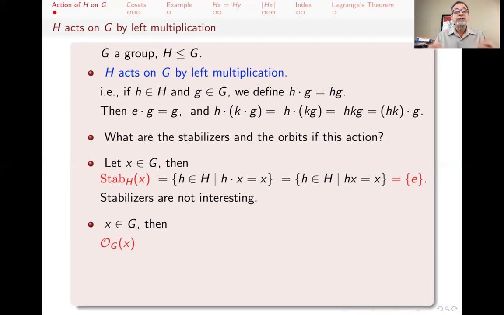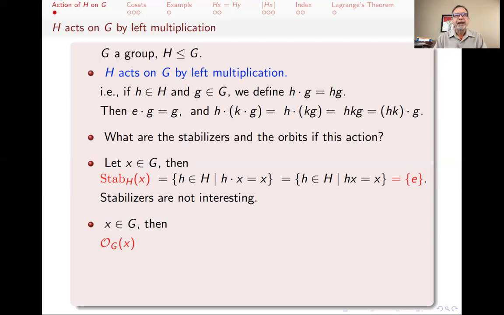What's good about orbits? They partition the set. Two things you should know if you know nothing else about actions: when a group acts on a set, you get stabilizers and you get orbits. Stabilizers are in the group and they're subgroups of the group. Orbits are in the set, and the set of all orbits partitions the set.